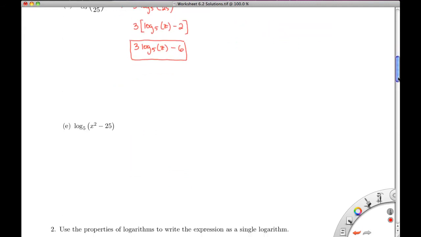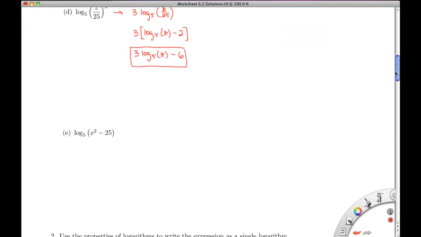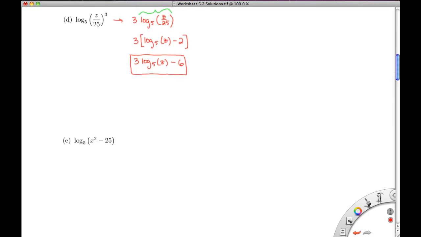And then the last one we've got is e, which asks us to expand the log base 5 of x squared minus 25. Now, there is no property of logarithms that allows us to expand a sum or difference of terms as an argument. So there's really nothing that we can do based on the way that we have this written.